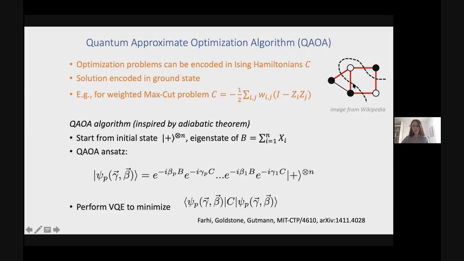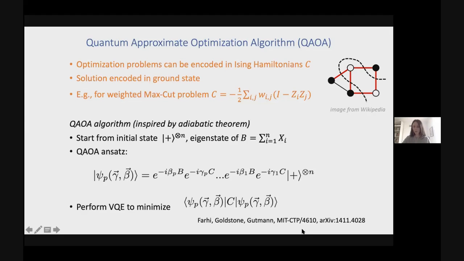And problems like this, you can actually map them. For example, when you form the cut, you can think of all the points on one side of the cut as being white and black, or you can think of them as being spins pointing up and spins pointing down. If you think about it that way, then you can form a cost function which looks like an Ising Hamiltonian. And the idea is then that you want to minimize this Hamiltonian, which is equivalent to maximizing the cut in the original formulation of the problem.